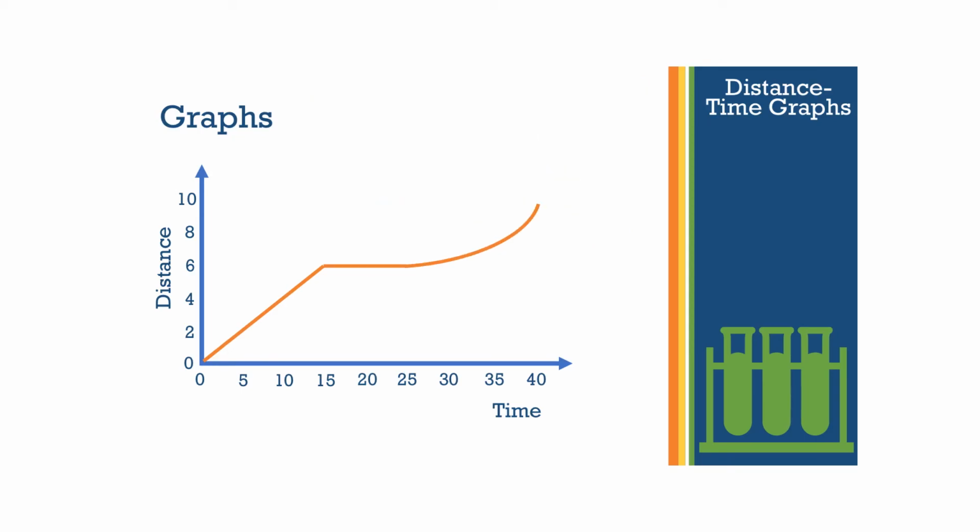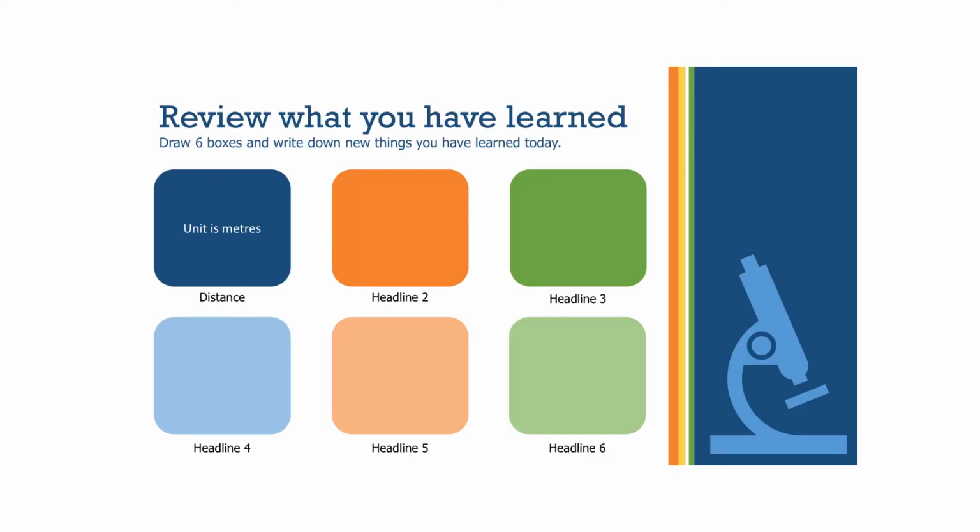Another variation of this graph is this one. So you've got constant speed, you've then got stationary, and then rather than it being a straight line, you might see a curve. And what that tells us is the speed is increasing. And if the speed is increasing, that tells us that the object is accelerating. The speed is getting greater, or the velocity is getting greater. So that brings us to the end of the video.